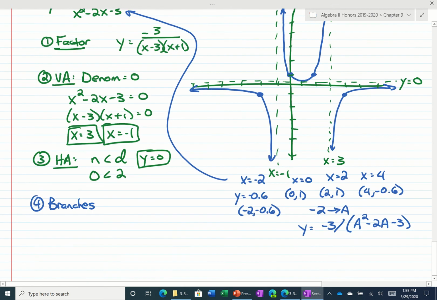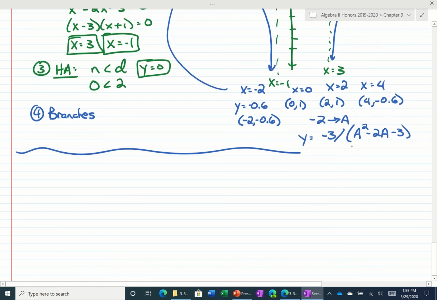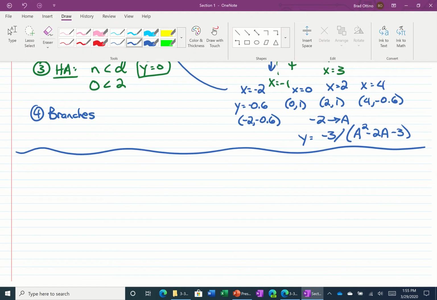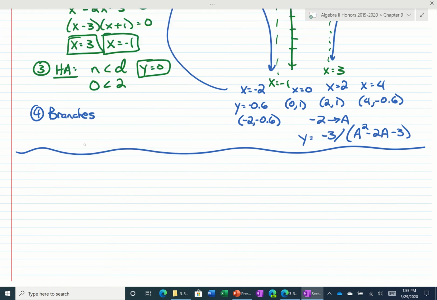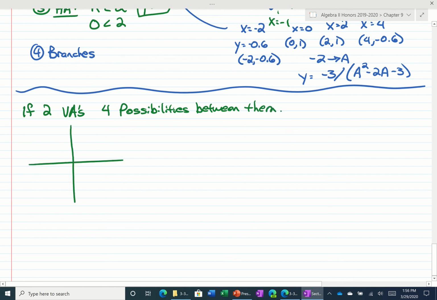So even though there's two vertical asymptotes, it's not a big deal. All the same rules apply. One thing that I will mention, and we'll finish with one more example, is if there's two vertical asymptotes, there's 4 possibilities between them. I'll draw it like this.